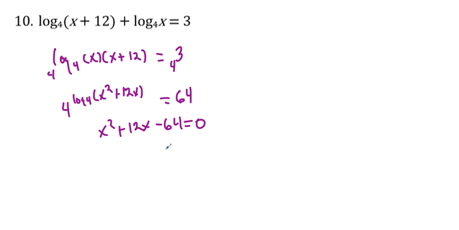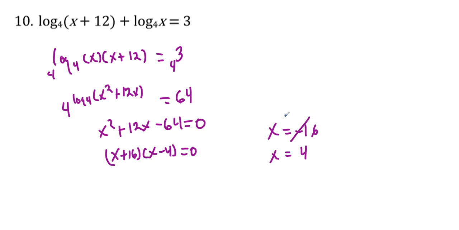And maybe this thing could be factored. Yes, it can be. What times what is equal to negative 64 and when added together gives you a positive 12? It's going to be 16 and 4. And the bigger number gets the sign, so we're going to have x plus 16 times x minus 4 is equal to 0. Therefore, x is equal to negative 16, x is equal to a positive 4. Negative 16 is an extraneous solution, so that one goes bye-bye. And we have x is equal to 4. Alrighty, so I'm going to go ahead and get this posted and go on to the next one.